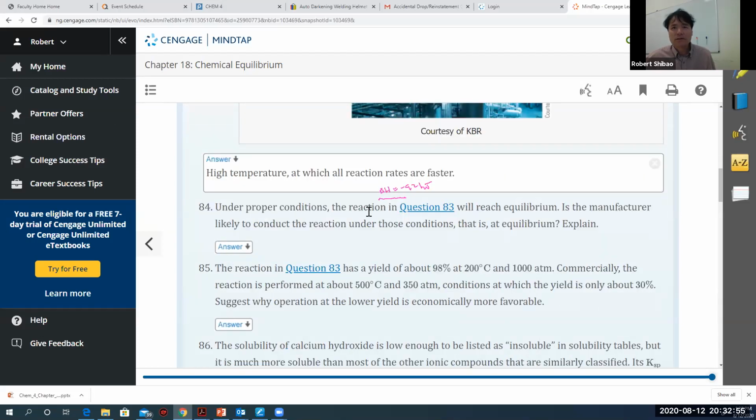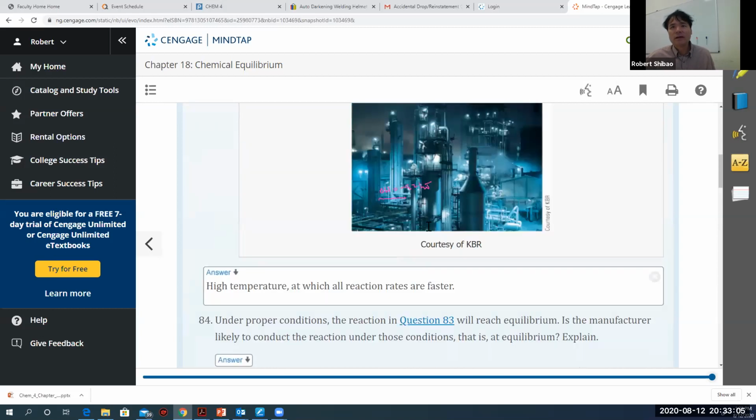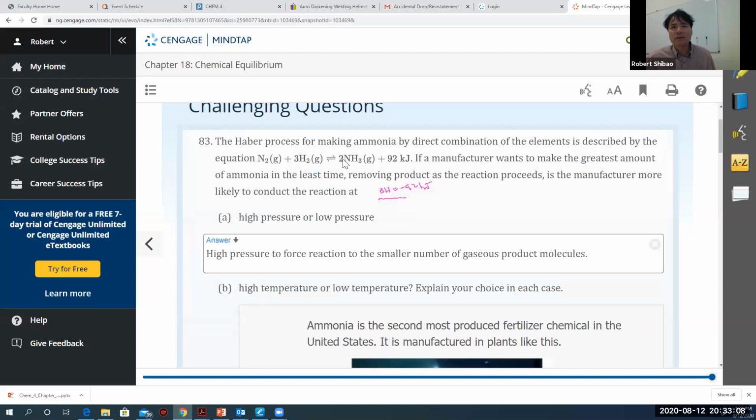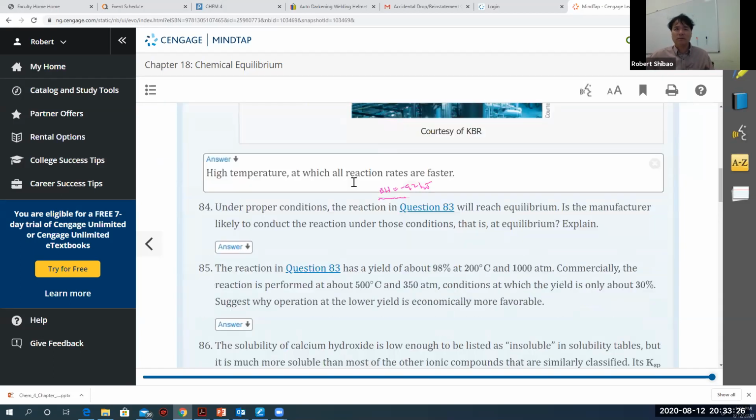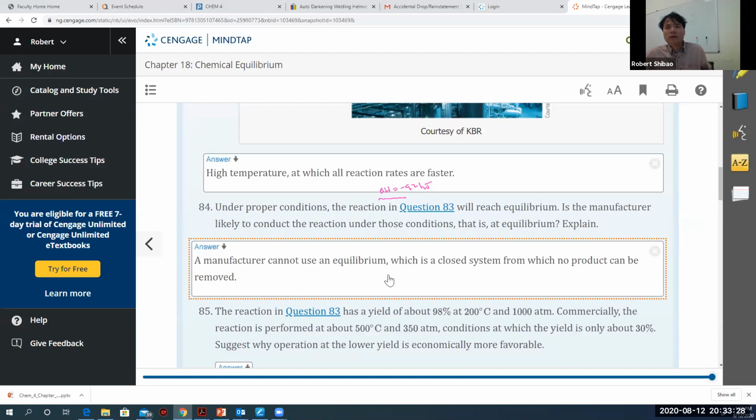Okay, under proper conditions, the reaction in question 83 will reach equilibrium. Is the manufacturer likely to conduct the reaction under those conditions, that is at equilibrium? No. If they're trying to make this stuff, they want to maximize the amount of ammonia here. There are different ways you can maximize the amount of ammonia. One, you could lower the temperature, which will increase the ratio here. The other is you can remove the ammonia. As ammonia is being formed, you remove it, and that results in a Le Chatelier shift. So you want to continually be removing the ammonia.